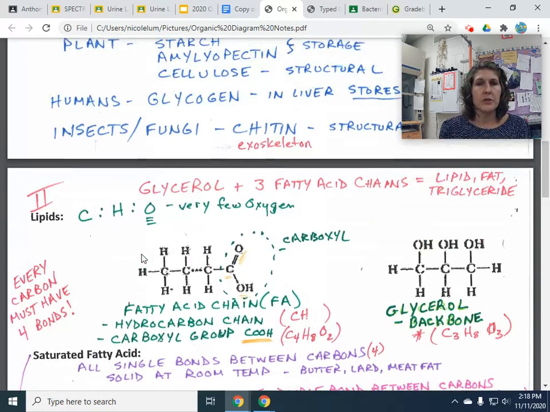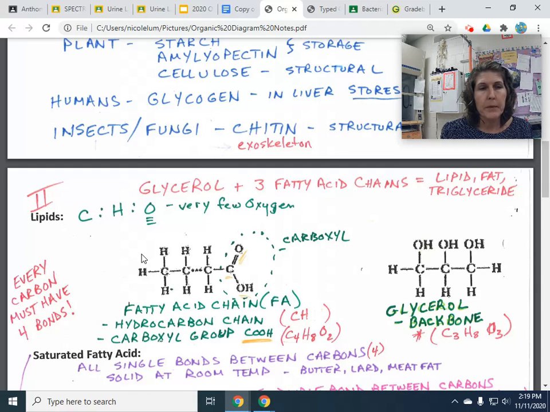Next, we move on to lipids. Same as carbohydrates, they contain carbon, hydrogen, and oxygen, but here we have very few oxygens. So your formula is nowhere near a 1 to 2 to 1 ratio, and the reason is that you have these really long hydrocarbon chains that you are going to see.